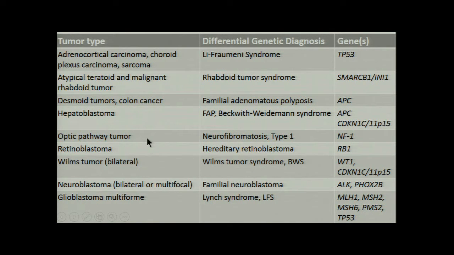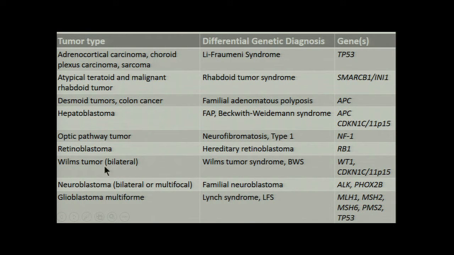Optic pathway tumors are associated with neurofibromatosis type 1, caused by mutations in NF1. Up to about 10 to 40% of patients with optic pathway tumors are found to have this syndrome, and this is a major ophthalmologic complication for patients with NF1. Retinoblastoma can be seen in hereditary retinoblastoma caused by mutations in RB1. Up to 40% of patients with retinoblastoma will have an underlying mutation in RB1, which was actually the first tumor suppressor gene to be cloned.